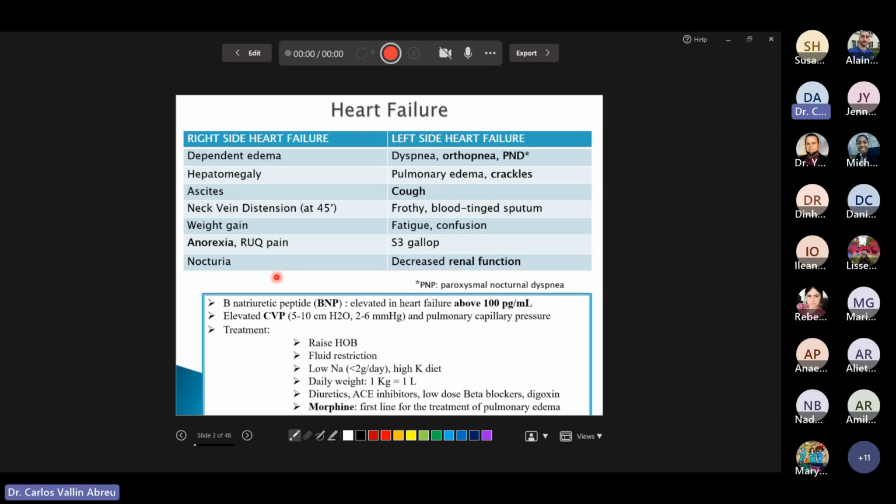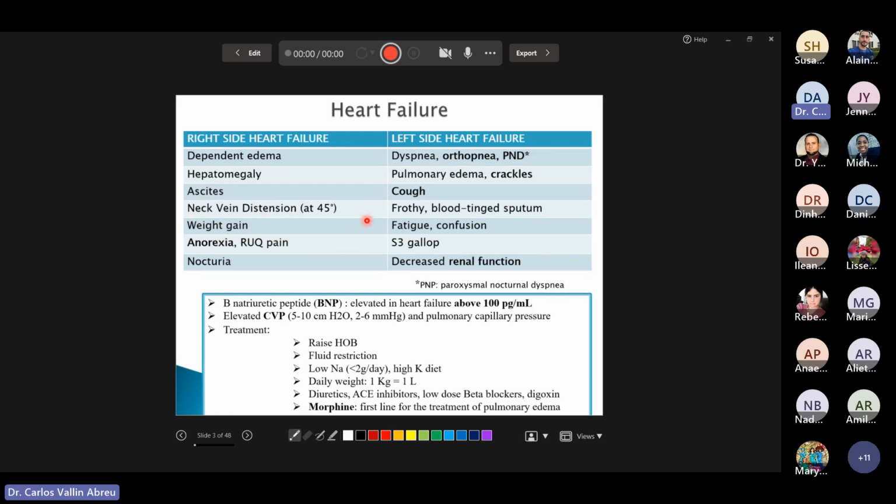So, to make it simple, the main symptoms of right heart failure are going to be dependent edema. I insist on the word dependent because it's going to depend on the position of the client. If the client is sitting, the dependent edema is going to be in the legs. If the client is supine, resting, the edema is going to be in the back. Hepatomegaly, which is an enlargement of the liver, was explained. So you are going to palpate a bigger liver and a tender liver. Even in severe cases, you can have ascites.